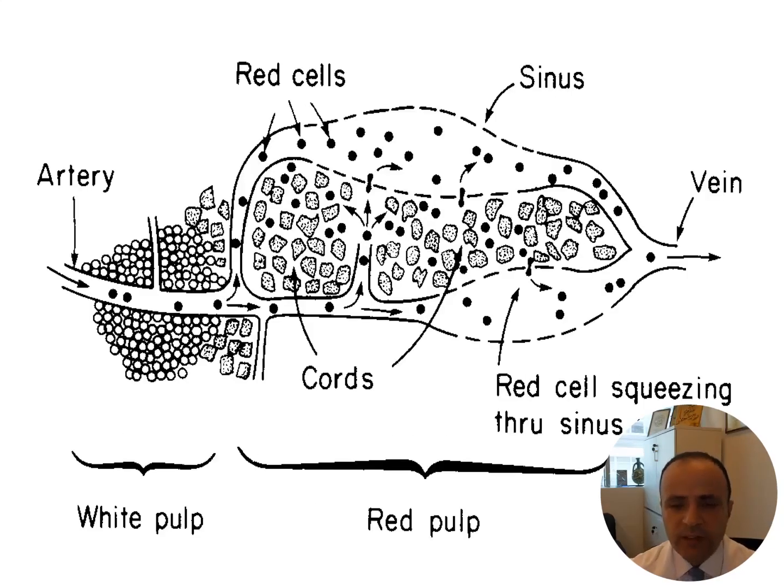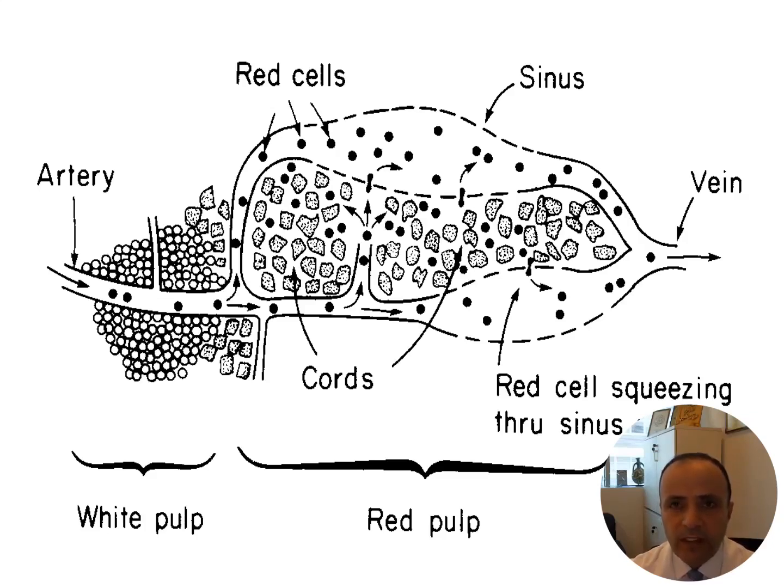So what happens in the spleen? As you recall from histology, the spleen has two main parts, the white pulp and the red pulp. The white pulp is responsible for the immune function of the spleen, while the red pulp is where the red blood cell destruction happens. So the red cell arrives through the splenic artery. It gets squeezed into what we call the splenic sinusoids. These splenic sinusoids are full of macrophages.